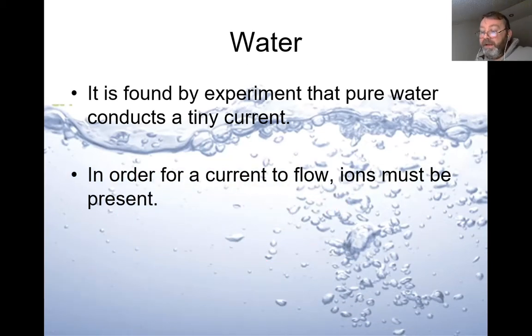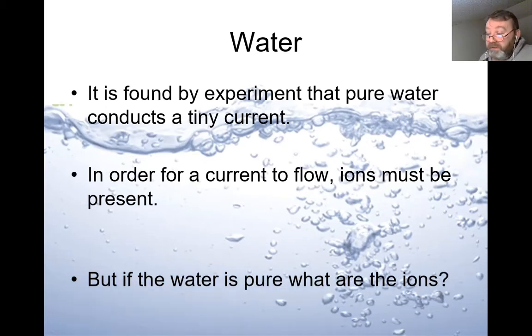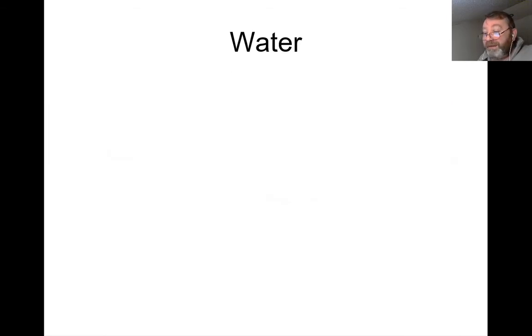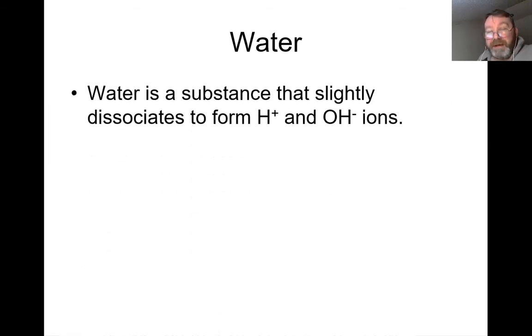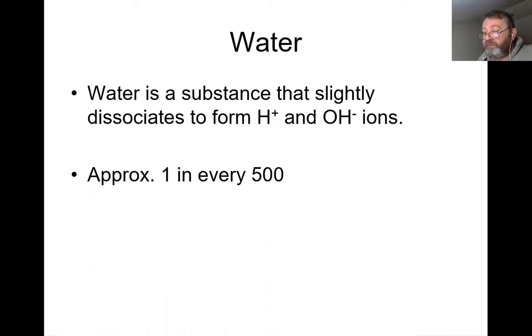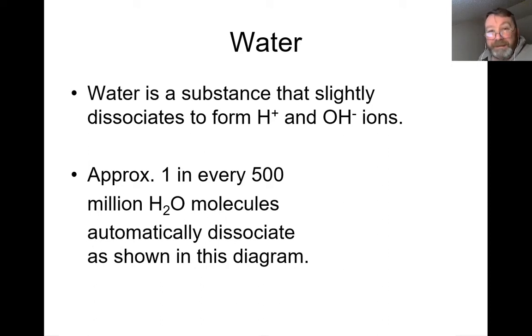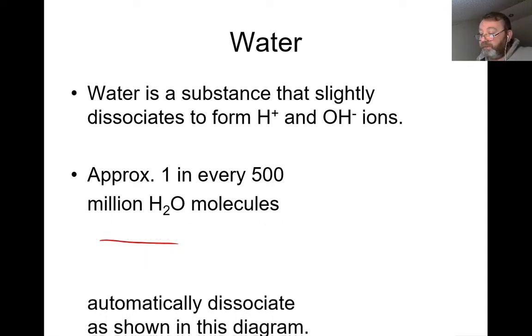Okay, in order for a current to flow, as we said already, ions must be present. But if the water is pure, what are the ions? And the answer is the automatic dissociation of water into its own H plus and OH minus ions. And as we said already, it's about 1 in every 500 million water molecules that will automatically dissociate. Now, it's a natural process, as shown in this diagram here.